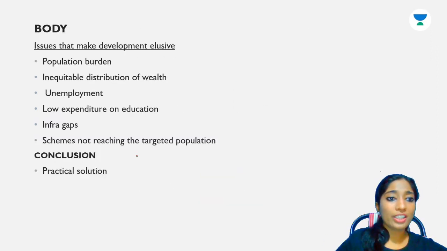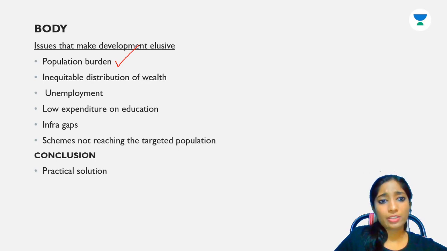And now comes the body, where you need to talk about the issues that make development elusive. So first one is about population burden. Heavily populated. You talk about what the population is, give statistics on population, and what are the problems caused due to population. Inequitable distribution of wealth. You say that around 10 percent of the wealthy people in India hold around 30% of wealth.